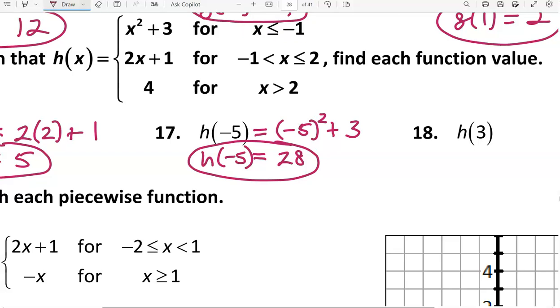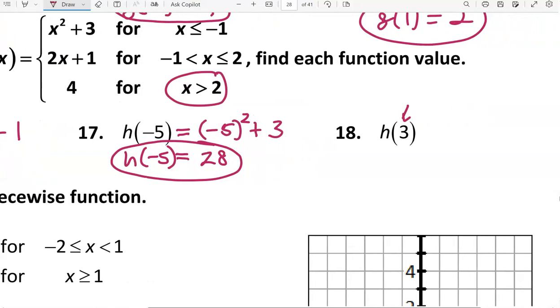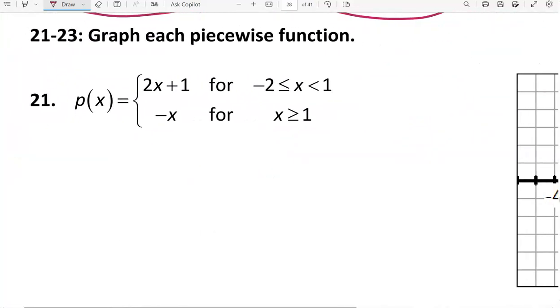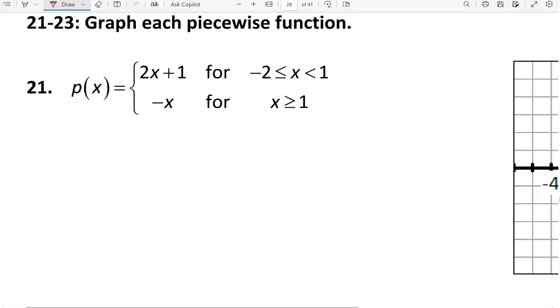For number 18, we are asked to find h of 3. So 3 is the x value. 3 is greater than 2. So that means that h of 3 is equal to 4. And there's no computation to be done because h of x is equal to just the value 4 for that piece of the function. For 21 through 23, we're going to graph a piecewise function.